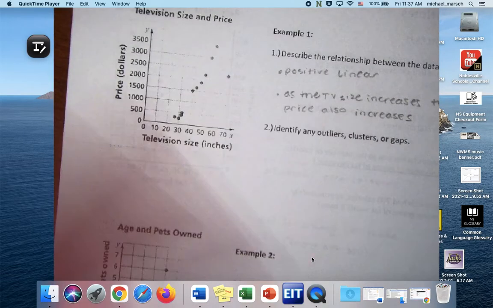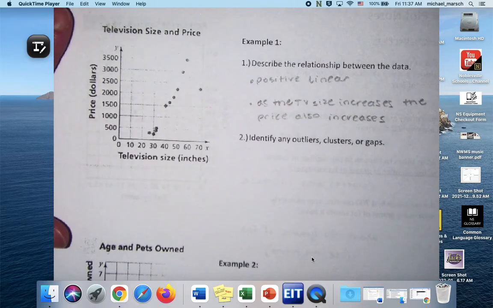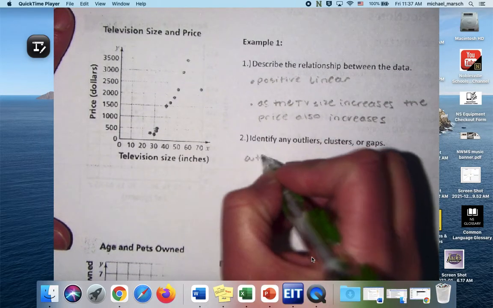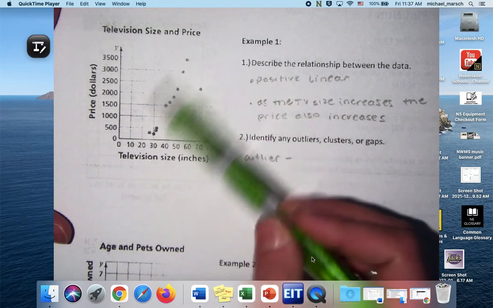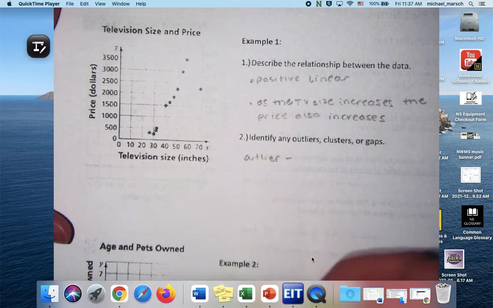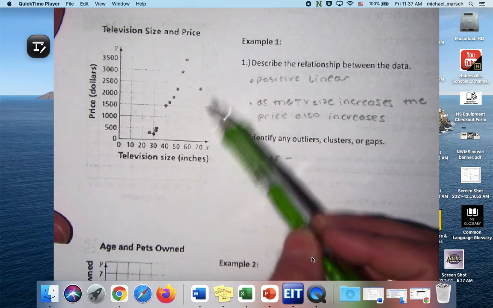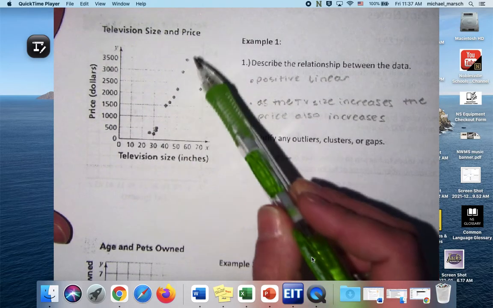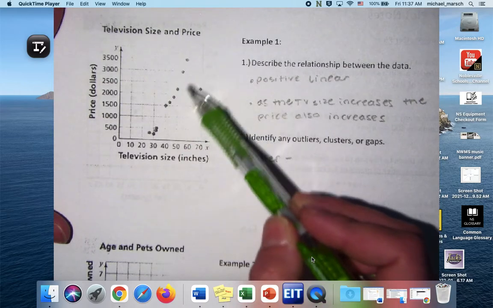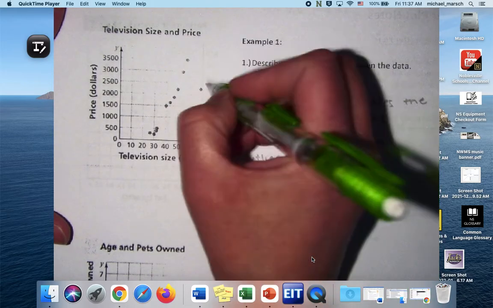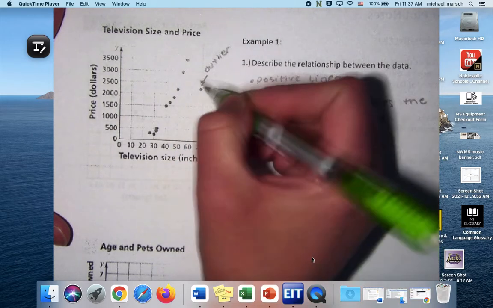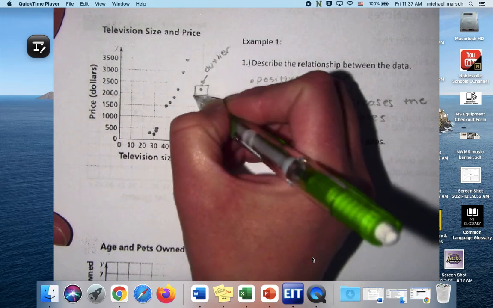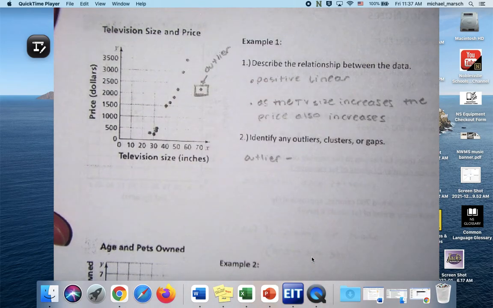Okay, identify any outliers, clusters, or gaps. So first we need to talk about what is an outlier. Based on this right here, what do you think an outlier would be? One that's far away from the others. Yeah, so it lies outside the trend. So this one right here is definitely an outlier. So let's make an arrow and write outlier, and put a little square around it, draw attention to it, right?